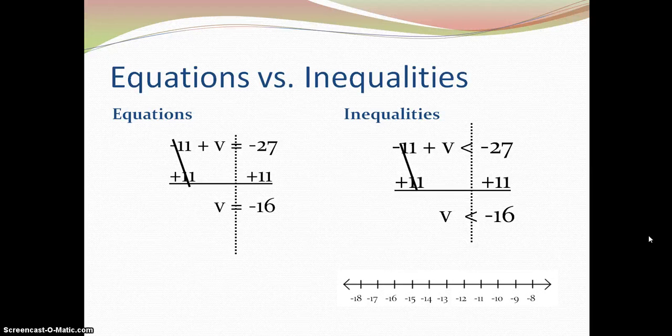So we're going to locate the number negative 16 on our graph. And since it is just less than, that means it's an open circle, and it's all the numbers that are smaller than that, which is always going to go to the left. So smaller numbers go to the left, so I'm going to draw my line with the arrow to the left.